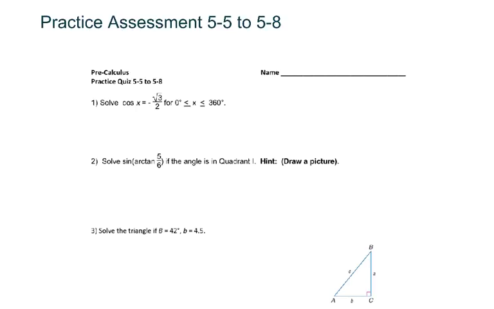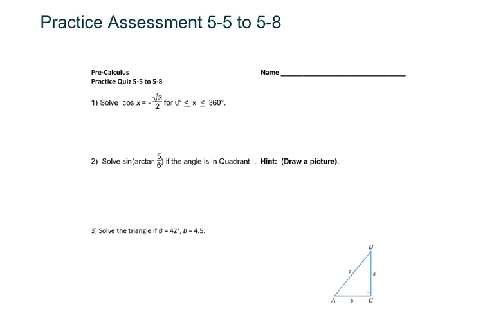This is the practice assessment for the quiz on sections 5.5 to 5.8. So in problem number 1, where it says solve the cosine of x is equal to negative square root of 3 over 2, it specifies a domain, which is from 0 to 360 degrees. That means a full circle.